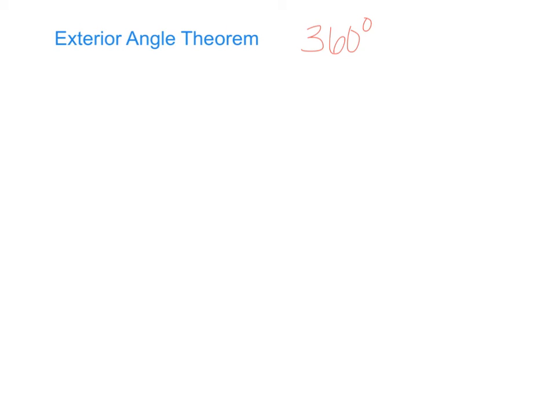All exterior angles of any shape add to 360 degrees. No matter what shape it is, all of its exterior angles add to 360. If you're trying to find each exterior angle of a regular polygon, you'll take 360 and divide by n.